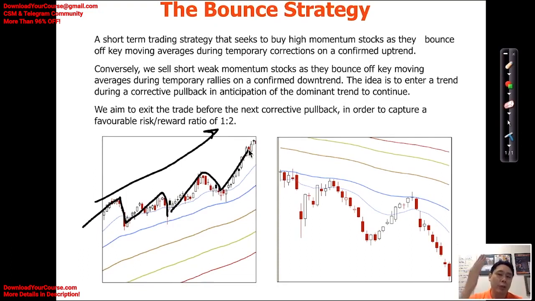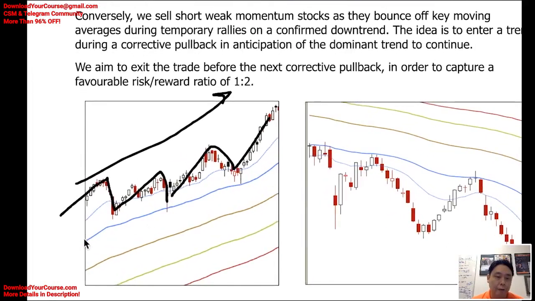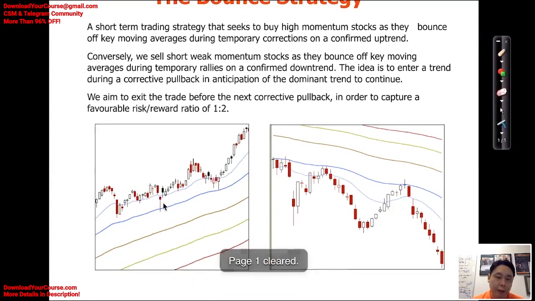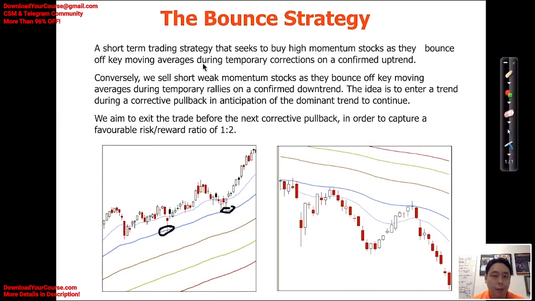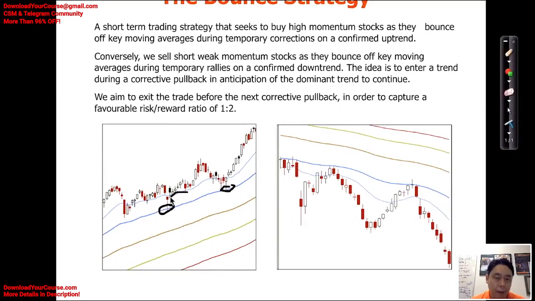It has a tendency to retrace to one of the moving averages. So for example, in the case of this stock, you can see it retraces to the 50 moving average, which is the blue line. All right? And every time it retraces to the 50 moving average, it would have a bounce off the moving average, like so, before continuing the trend. So we aim to buy as the stock is bouncing off the moving average.